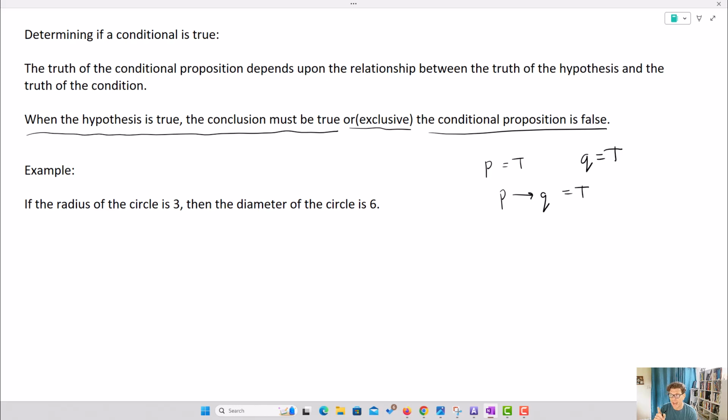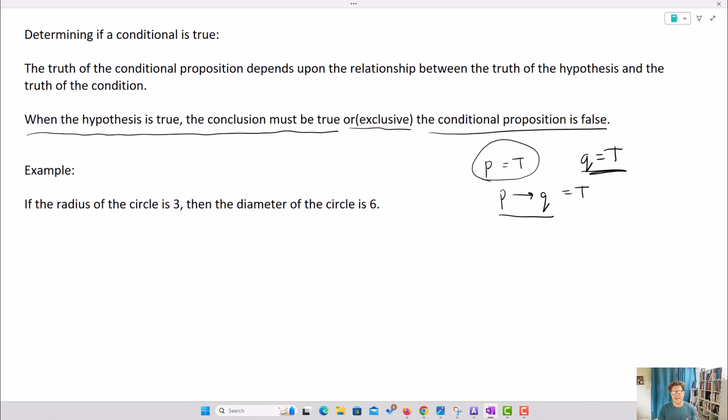In all other cases, for example, when P is false, we're actually going to have that the conditional is going to remain true. That's a little bit tricky, but for right now, all we want to do is think about this: if I know that my hypothesis is true, and I know that the conditional is true, that's going to give me that Q is going to end up being true.